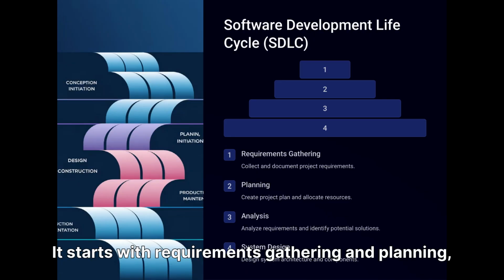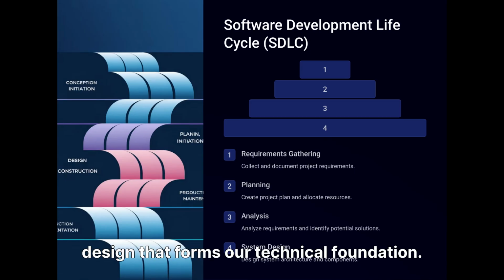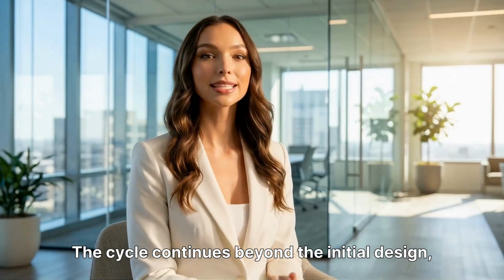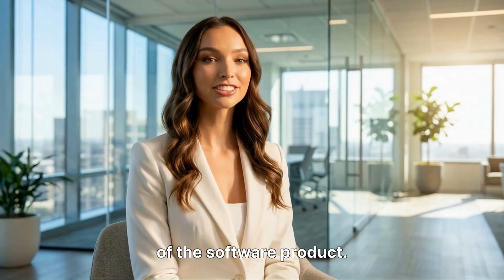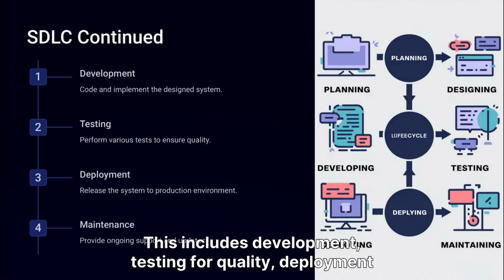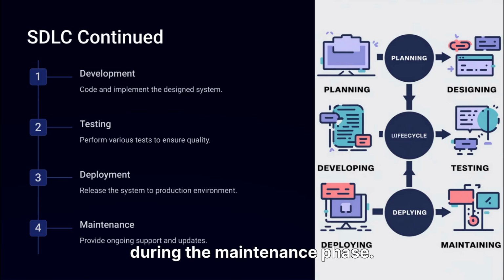It starts with requirements gathering and planning, followed by deep analysis and the system design that forms our technical foundation. The cycle continues beyond the initial design, moving into the actual creation and verification of the software product. This includes development, testing for quality, deployment to users, and the ongoing support provided during the maintenance phase.